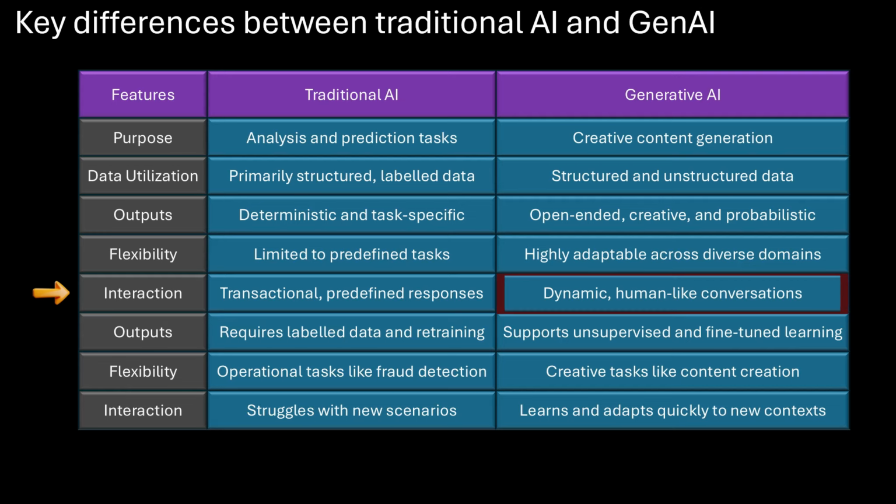and human-like interactions. It understands context and generates personalized, meaningful responses, which makes its interactions more engaging and adaptive. For example, a generative AI-powered chatbot can hold natural, flowing conversations with users.